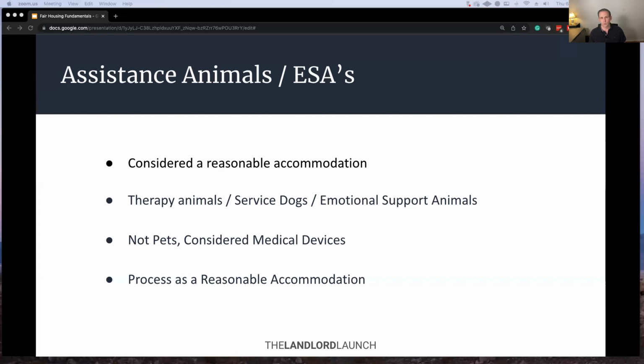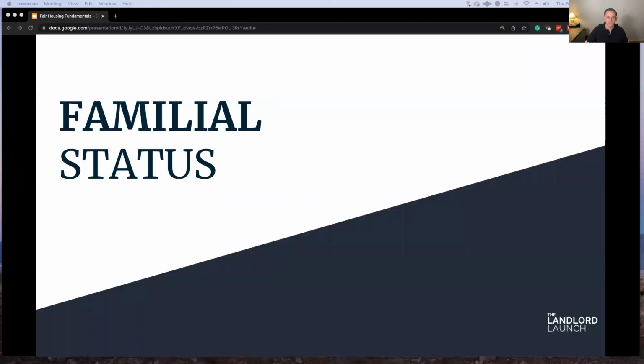They are considered medical devices at the point that they become an ESA or a service dog. And again, you process them as a reasonable accommodation request because that's what it is. They are asking you to make a change in your rules so that they can have that animal live with them.